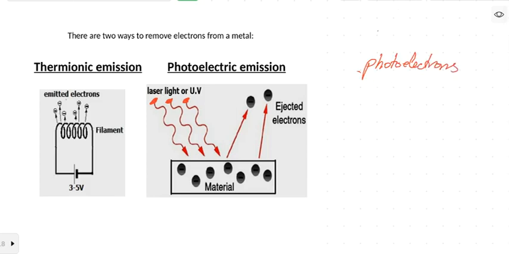Okay. So we have emission, because we need to understand the title. If we don't understand the title, that means we have a problem. Emission of photoelectrons. Photoelectric emission means emission of photoelectrons, because these electrons, after absorbing the energy that comes from these photons, we call them photoelectrons.